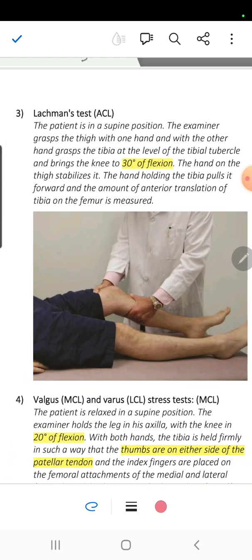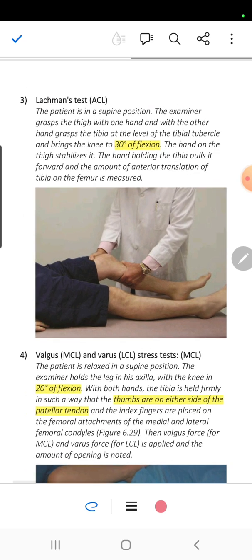Now Lachman test, like we can see in the image. In 30 degrees of flexion, again the patient would be in a supine position. We have to grasp the thigh with one hand, and with the other hand grasp the tibia at the level of the tibial tubercle. The hand on the thigh stabilizes it, and the hand holding the tibia pulls it forward. The amount of anterior translation again would be compared and measured.